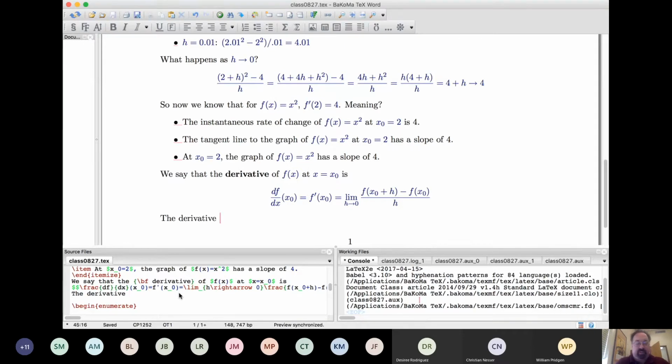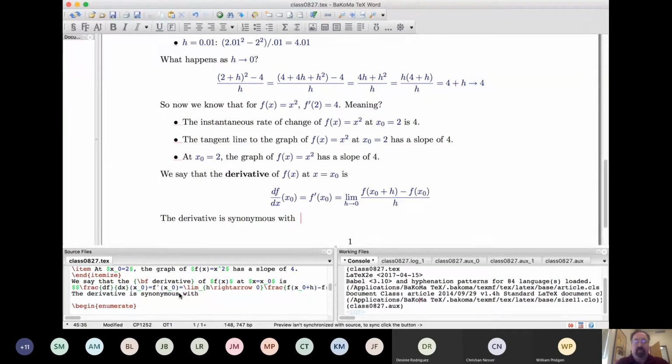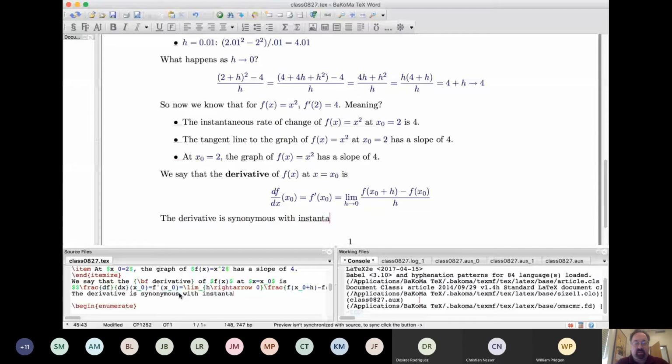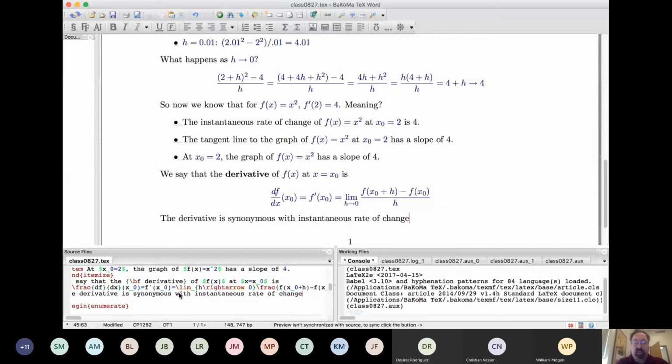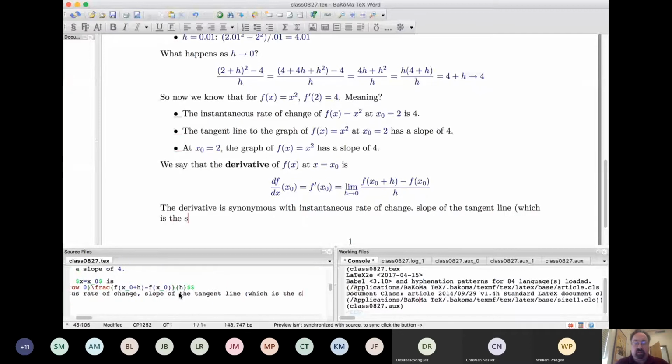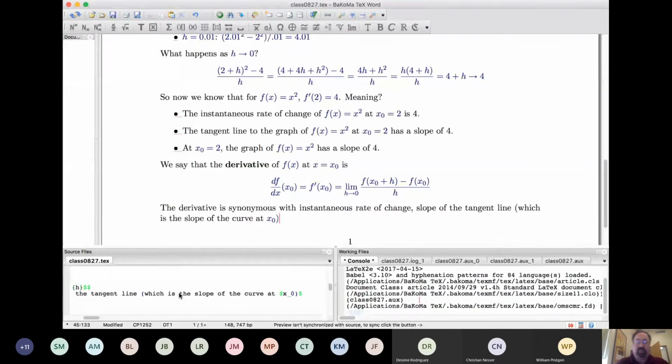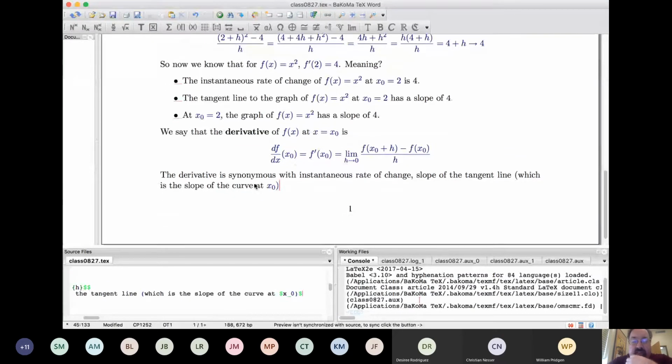So the derivative is synonymous with the terms I've given already: instantaneous rate of change, also slope of a tangent line. Which is also the slope of a curve at that point. Okay, so all of these mean the same thing.